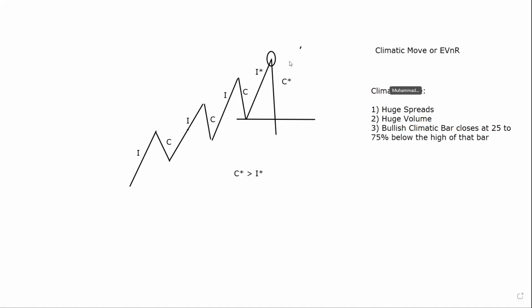And obviously we have a climatic volume here, a huge surge in volume, huge spread, and then the bullish climatic bar closes at 25 to 75% below the high. If this is the high, if this is a blue bar here and the price goes up and then closes below here, 25% or 50% or 75%. Got it? So this will become the buying climax, and this will become the buying climax reference line.